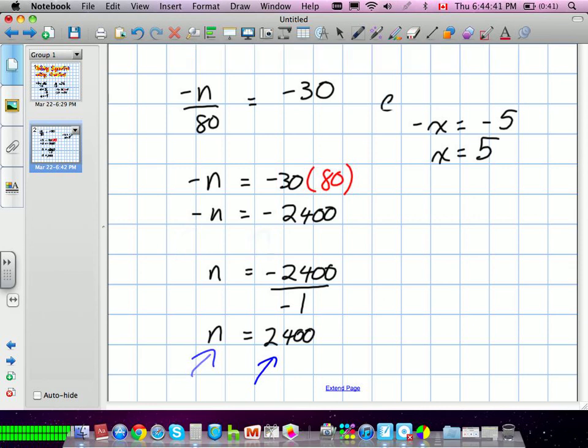I want to do one more example with you. The third example, what if we have negative y is equal to positive 8? What's positive y going to be equal to? Negative 8. Yeah, that's right. That's the fast way to do it. You just bring that over to the other side.